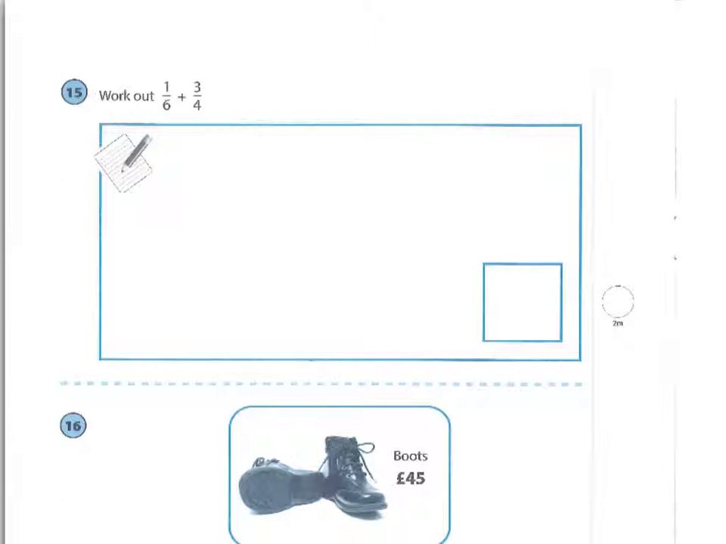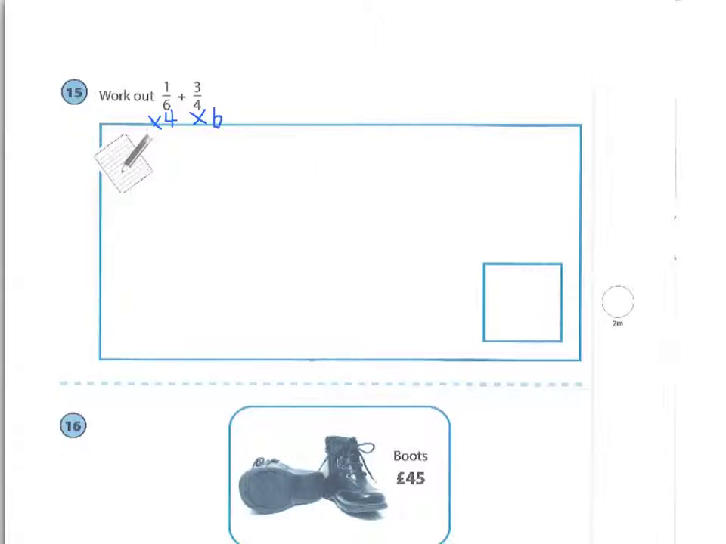Question 15. Work out 1/6 add 3/4. Now, we cannot add or subtract fractions that have a different denominator. So in order to make this problem possible, we have to turn the fractions into two fractions that have the same denominator. One very quick and easy way is to multiply both fractions by the denominator from the other fraction. That means I'm going to multiply the first fraction by 4 and the second fraction by 6.